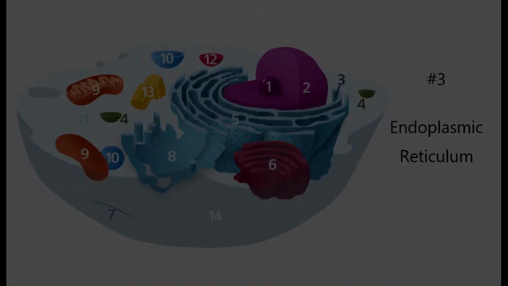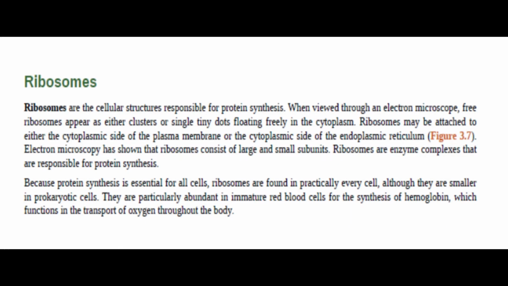Electron microscopy has shown that ribosomes consist of large and small subunits. Ribosomes are enzyme complexes that are responsible for protein synthesis. Because protein synthesis is essential for all cells, ribosomes are found in practically every cell, although they are smaller in prokaryotic cells. They are particularly abundant in immature red blood cells for the synthesis of hemoglobin, which functions in the transport of oxygen throughout the body.